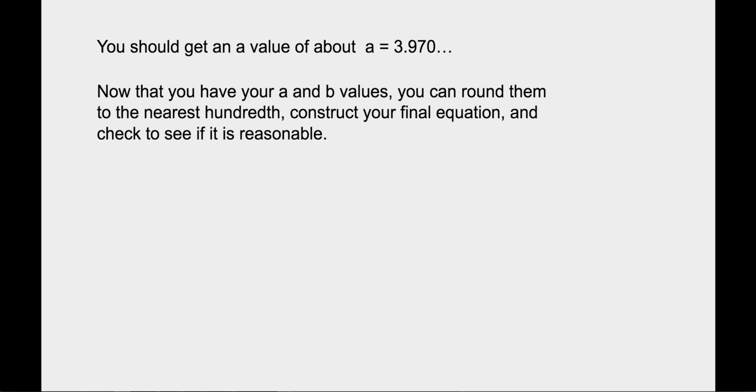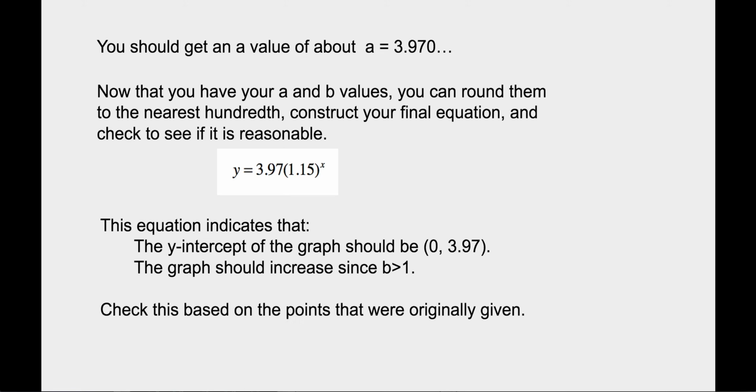Now that you have your a and b values, you can round them to the nearest hundredth at this point, construct your final equation, and check to see if it's reasonable. The equation that we get is y equals 3.97 times 1.15 raised to the x. This equation indicates that the y-intercept of the graph should be (0, 3.97), and that the graph should increase since the b value is greater than 1.